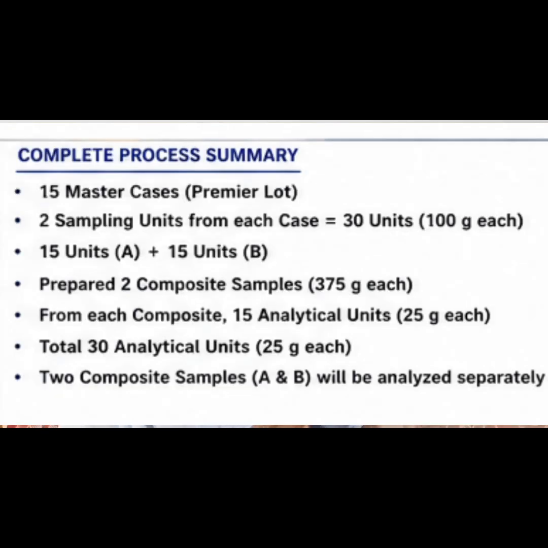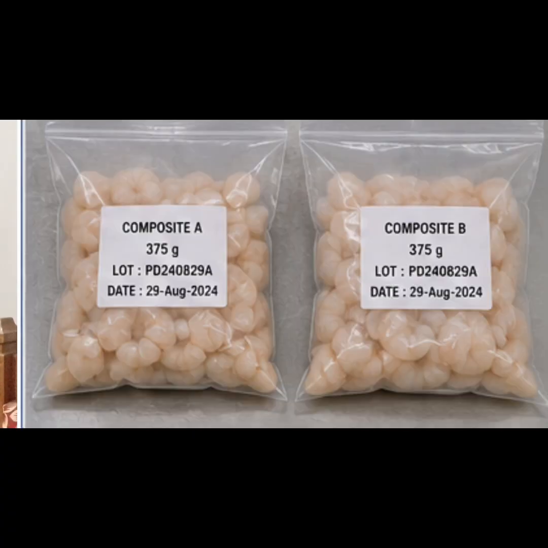At the laboratory, while collecting the samples, the analytical unit should be a minimum of 25 grams from the 100 grams of the sampling unit. So from each sterile pouch which contains 100 grams of sampling quantity, you have to randomly pick 25 grams as the analytical unit. Like that, from the 15 pouches you collect 25 grams each and make it a composite. Altogether 375 grams will come.